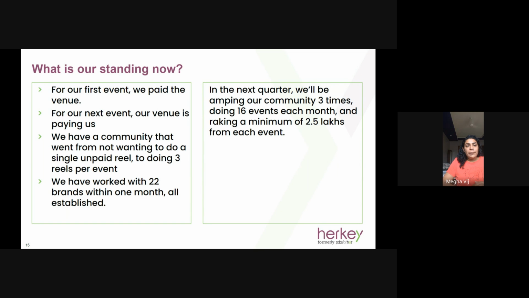In the next quarter, we'll be amping our community 3 times. And by next quarter, I mean October, November, December. The idea is to amp our community 3 times and do 16 events each month, making a minimum of 2.5 lakh per event. And we are very confident that that will happen with the way in which things are flowing for us at this point. We can go on to the next slide, please, Swati.